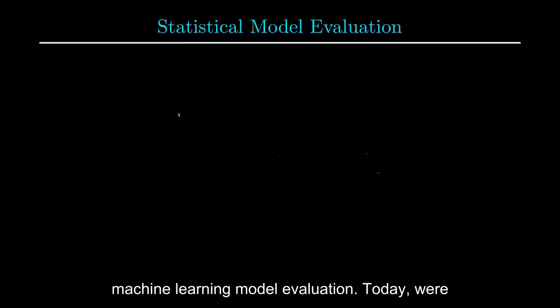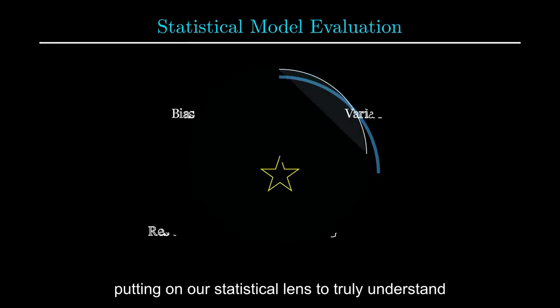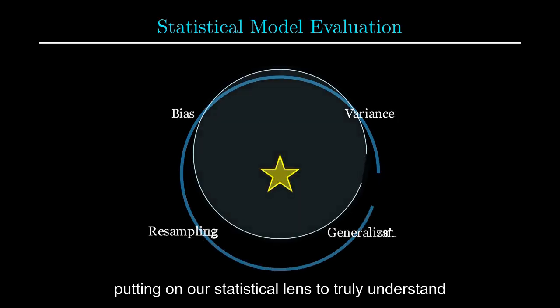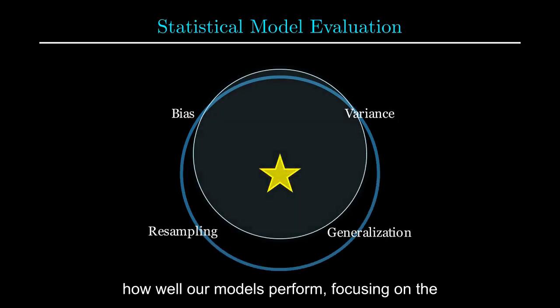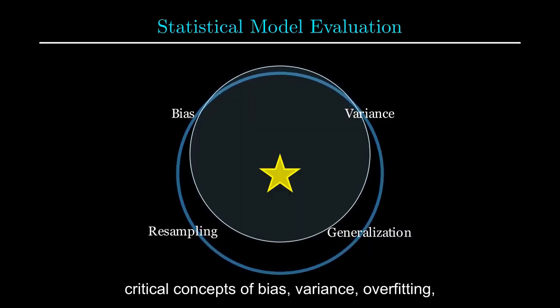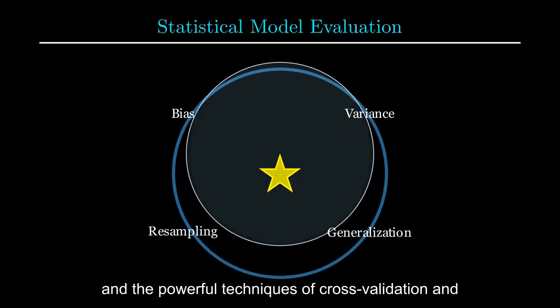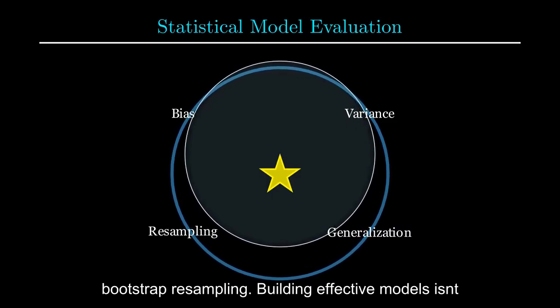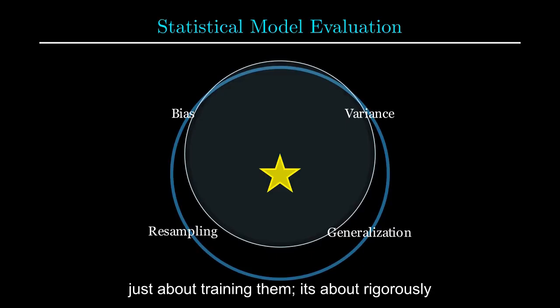Welcome to a deep dive into the statistical heart of machine learning model evaluation. Today, we're putting on our statistical lens to truly understand how well our models perform, focusing on the critical concepts of bias, variance, overfitting, and the powerful techniques of cross-validation and bootstrap resampling. Building effective models isn't just about training them, it's about rigorously evaluating their ability to generalize to unseen data, and statistics provides the bedrock for this crucial task.